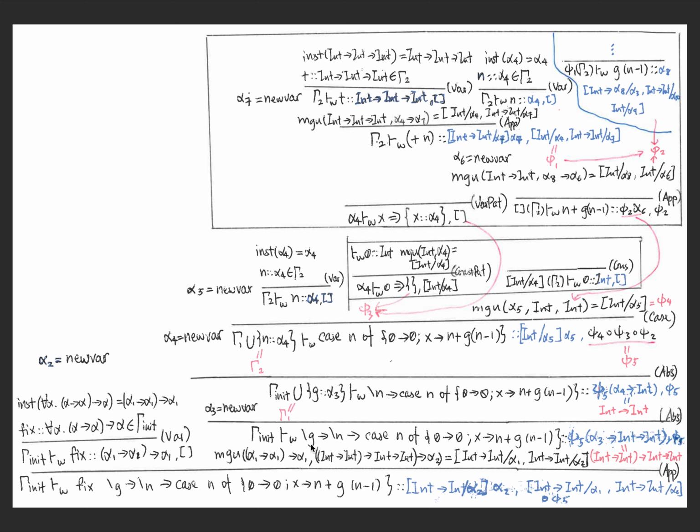So we look at the subprogram, in this case a lambda abstraction, and so we apply the abs rule. For now, we pretend we don't know what the output is first. So we apply the abs rule here, which says that we first need to create a new variable. Let's call it alpha 3.